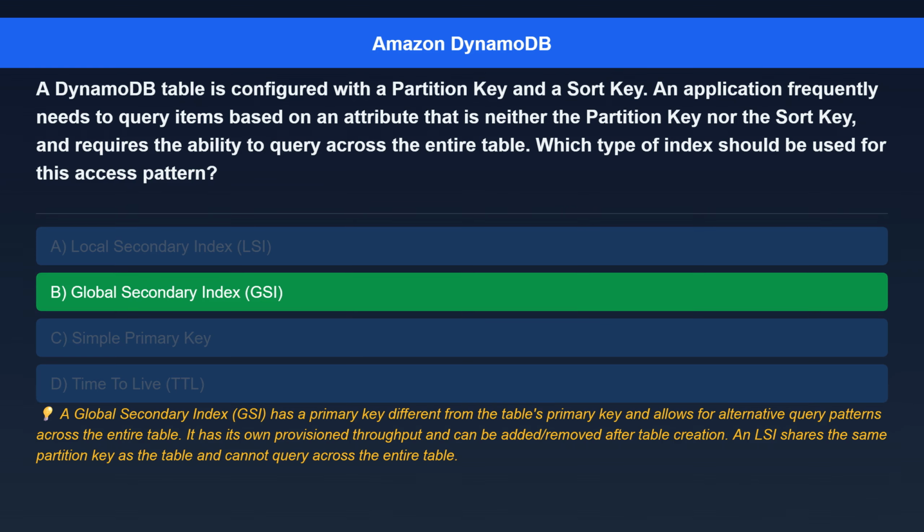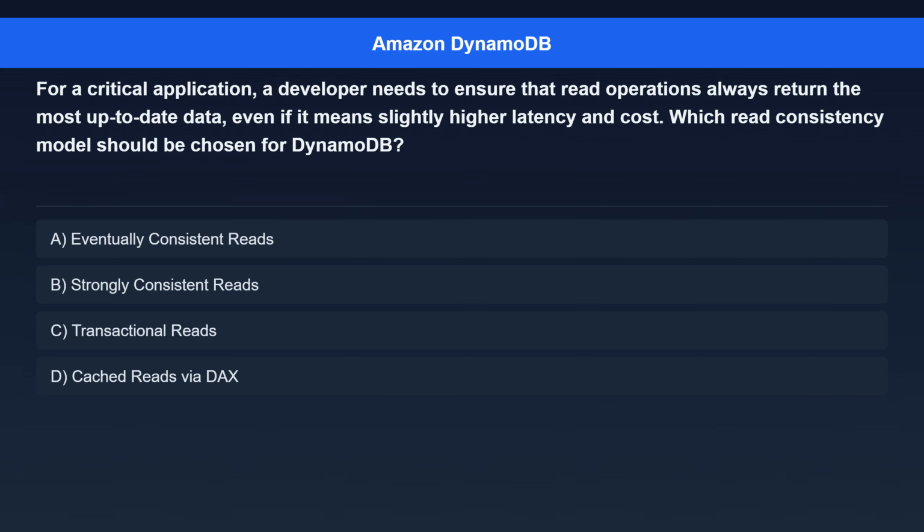The correct answer is Global Secondary Index, GSI. Question 6. For a critical application, a developer needs to ensure that read operations always return the most up-to-date data, even if it means slightly higher latency and cost. Which read consistency model should be chosen for DynamoDB? Option A, Eventually Consistent Reads. Option B, Strongly Consistent Reads. Option C, Transactional Reads. Option D, Cached Reads via DAX.